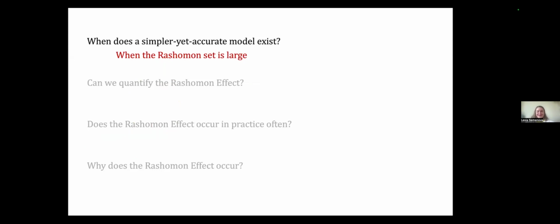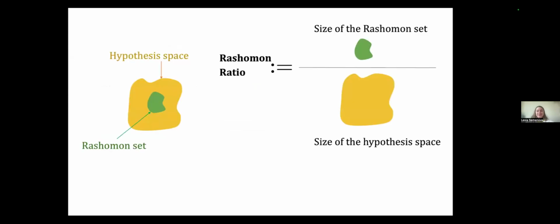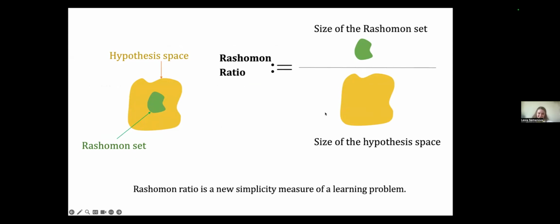Okay, good. So let us continue then to trying to quantify the Rashomon set. And I will do that through the Rashomon ratio. More specifically, I will look at my whole hypothesis space, which will be my yellow blob as before, and my Rashomon set, which will be my green blob as before. And then I will simply take a ratio of these two, the volume of the green blob to the volume of the yellow blob. Interestingly, this Rashomon ratio becomes a simplicity measure of a learning problem.